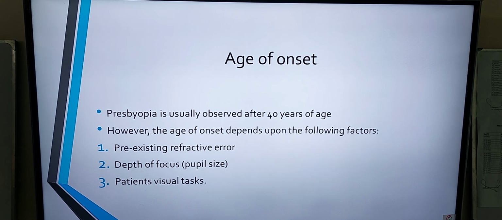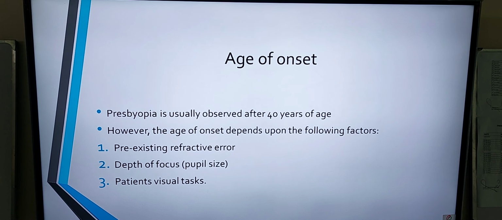So, what is the age of onset? It usually is observed after 40 years of age. However, it will depend upon the pre-existent refractive error. In hypermetropes, presbyopia will be achieved early, while it will be delayed in myopes. And the depth of focus depends on the pupillary size and the patient's visual tasks.